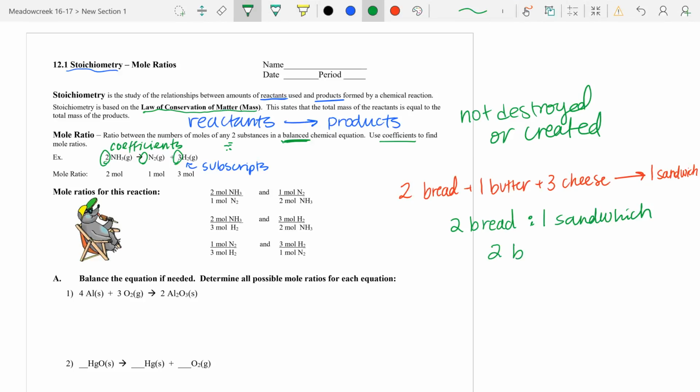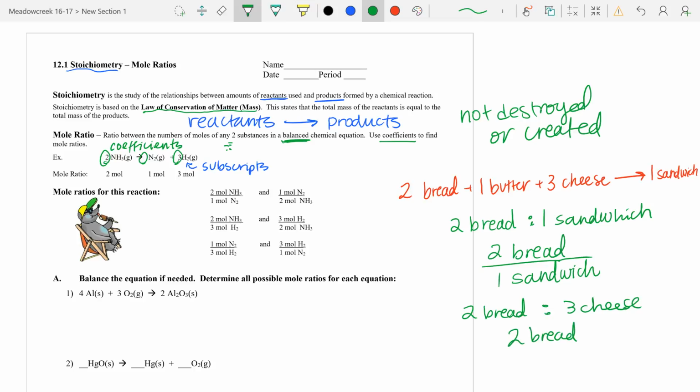I could also write it as a fraction. And it doesn't really matter which way I write it. I could also have a relationship between the bread and the cheese. Okay, all of these are in the equation with each other. They have a relationship. You can't have one without the other in order to produce the desired products.